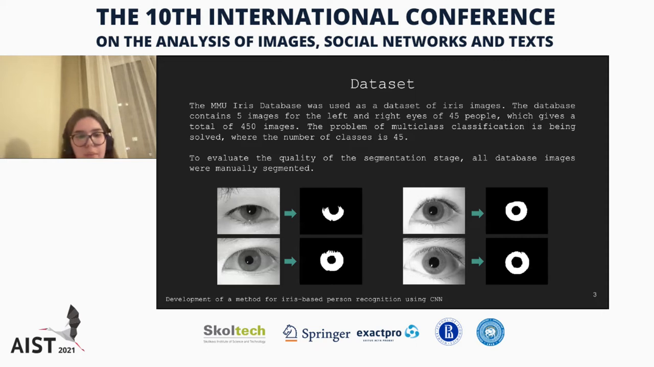This slide provides a summary of the selected data set. The NMU iris database was used as a data set of iris images. The database contains 5 images for the left and right eyes of 35 people, which gives a total of 4,050 images. The problem of multi-class classification is being solved, where the number of classes is 35. To evaluate the quality of the segmentation stage, all database images were manually segmented.